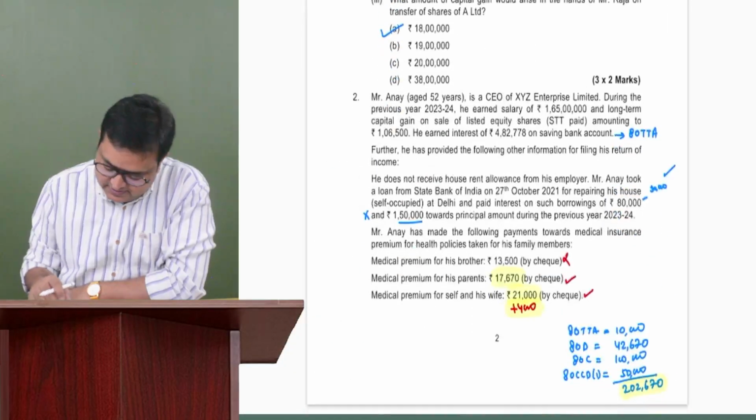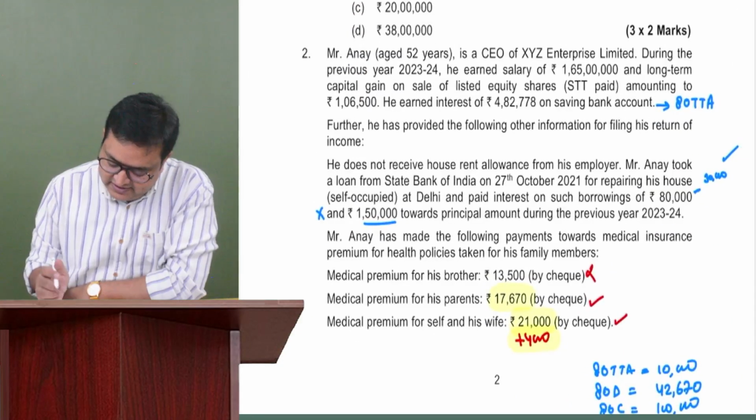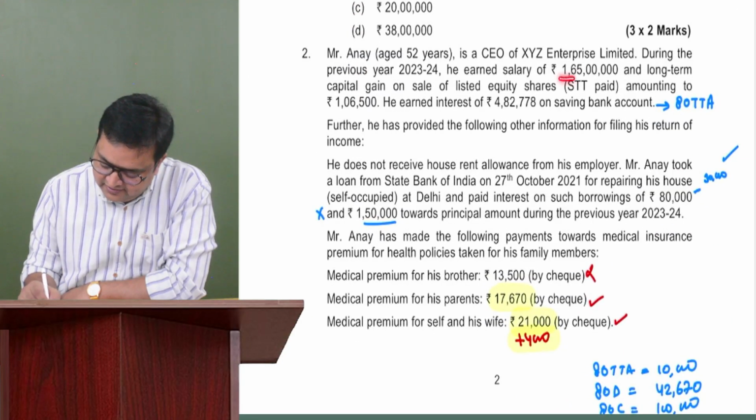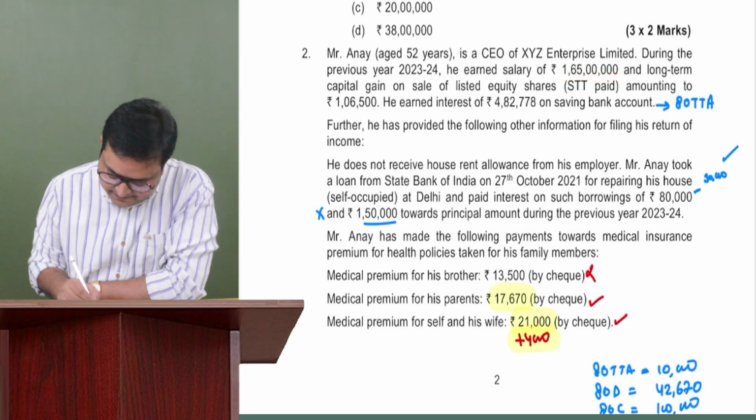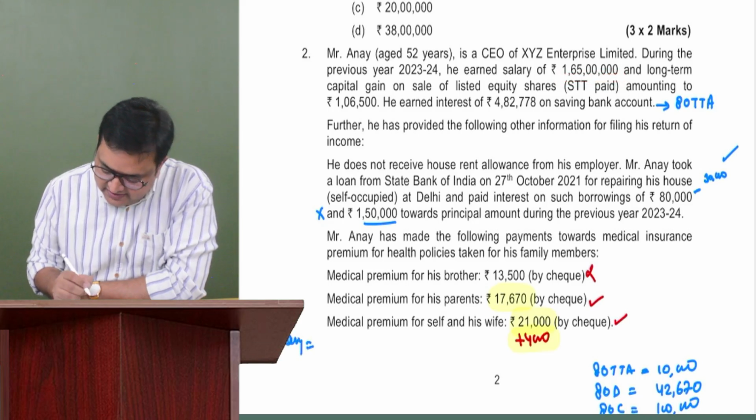Okay, so he has salary income. He earned salary of 1 crore 65 lakh. Now he is earning salary income. He earned salary this much.